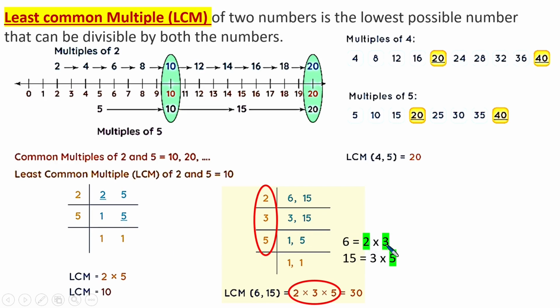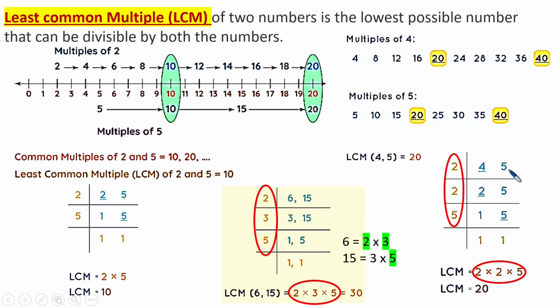So now 6 is 2 into 3 and 15 is 3 into 5. So 3 has already been taken here. So the LCM is 2 into 3 into 5, that is 30. So the LCM of 6 and 15 is 30. So this is how you can find it by writing it.